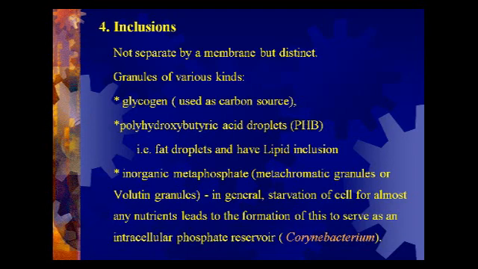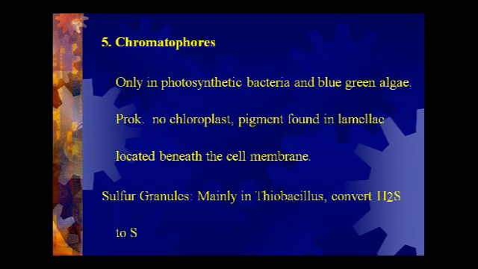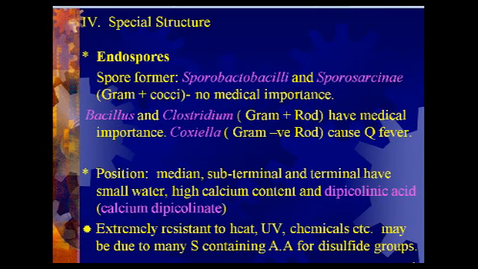Next structure present in bacteria is chromatophore. Chromatophores are present only in photosynthetic bacteria and blue-green algae, whereas generally in all prokaryotes, chromatophores are absent. Endospores are the special structures found only in bacteria in both gram-positive and gram-negative. The spore-forming bacteria examples include Sporobacter, Bacilli and Sporosarcina. They have medical importance. Most of the bacteria have medical importance, and the position of endospores is median, subterminal, or terminal. And their main role in bacteria is to provide resistance to heat, UV, and other chemicals.